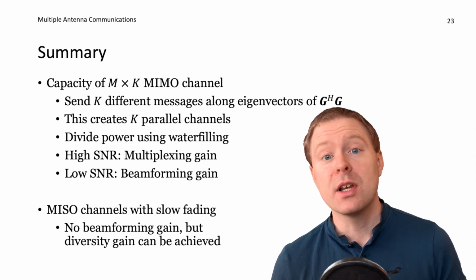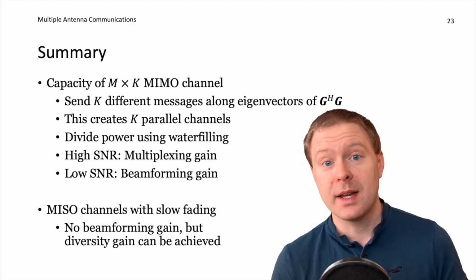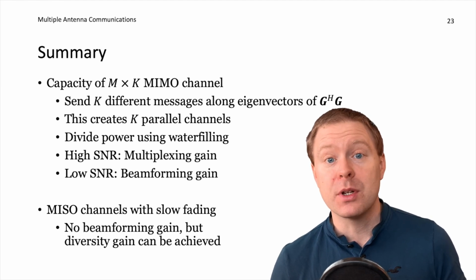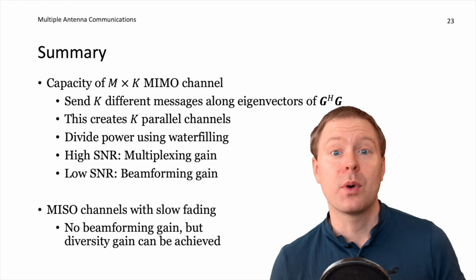We also considered the slow fading scenario, where we have multiple antennas at only the transmitter, and we saw that we cannot get a beamforming gain if we don't know the channel, but we can still get a spatial diversity gain by using space-time block codes, in particular the Alamouti code, and we can analyze that using the same methods as for the MIMO capacity.